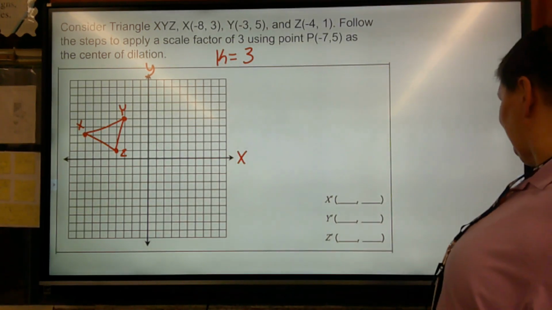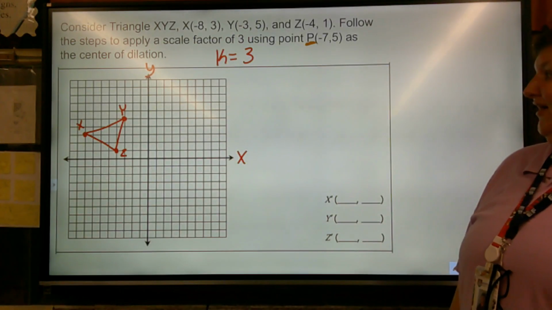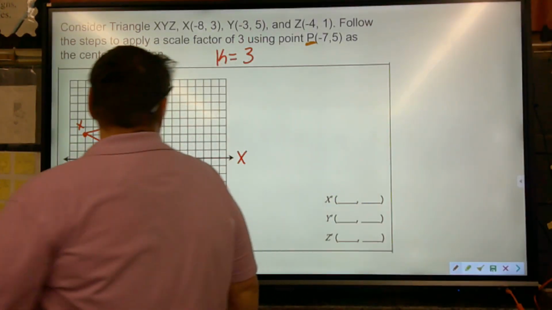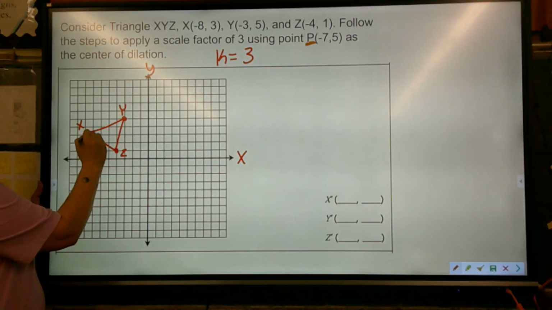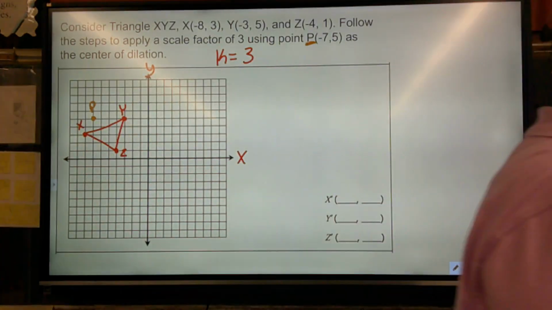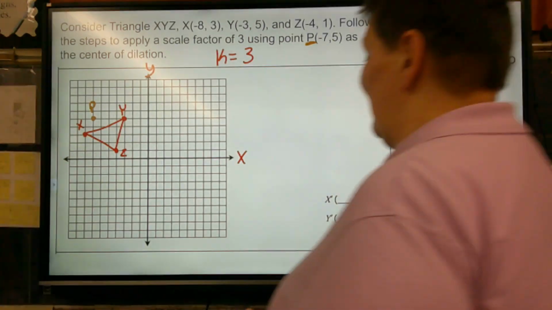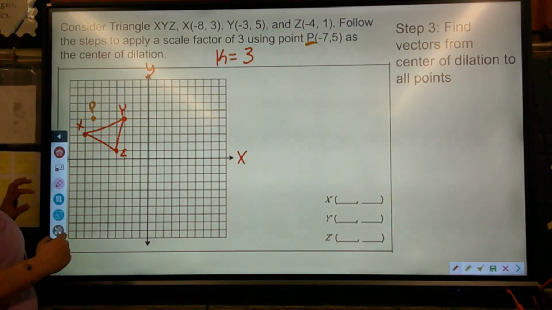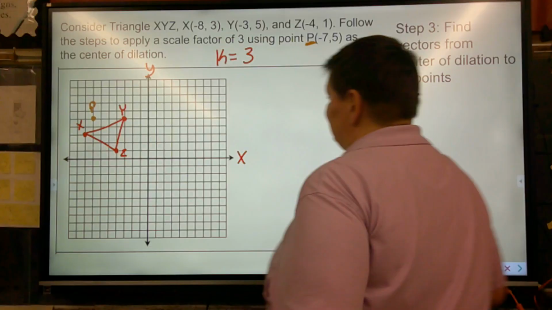Alright, so we know our scale factor is 3, and we know our center of dilation is (-7, 5). So we're going to go ahead and graph that. Negative 7, so left 7, up 5. This is our new center of dilation. Alright, step 3, find the vectors from the center of dilation to all of your points. So we need to ask ourselves, how do we get from the center to our points?